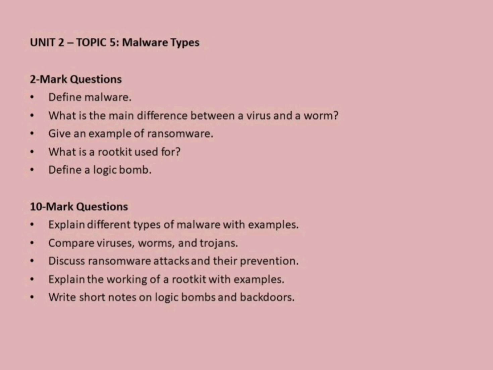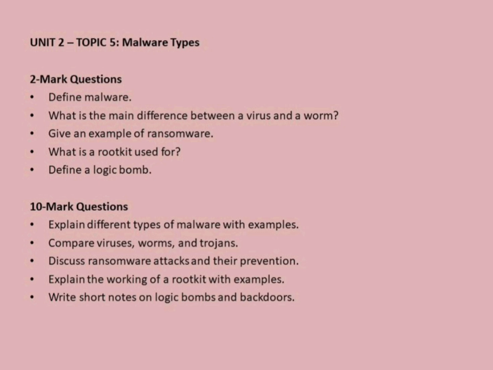Trojans, named after the Trojan horse from Greek mythology. These appear as harmless programs, but secretly perform malicious actions. For example, a fake software update that installs spyware on your computer. Ransomware. This type of malware locks files or entire systems and demands payment, a ransom, to restore access. A real-world case is the WannaCry ransomware attack that affected hospitals, businesses, and governments in 2017.